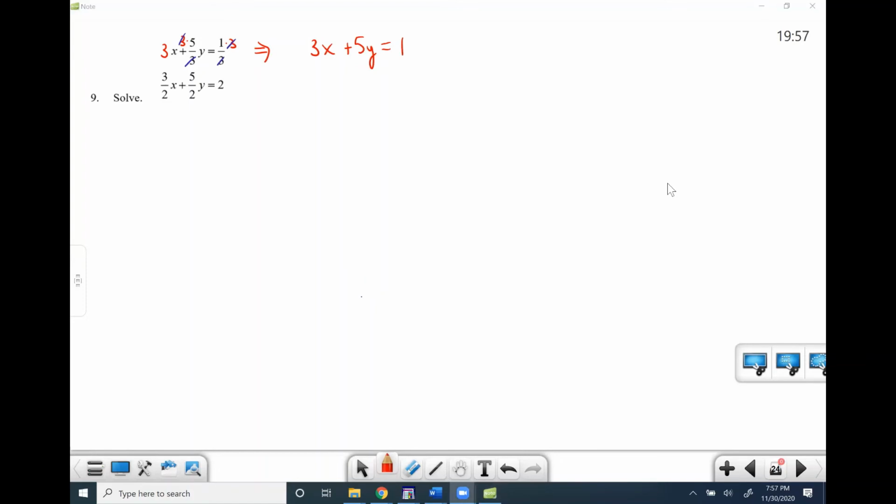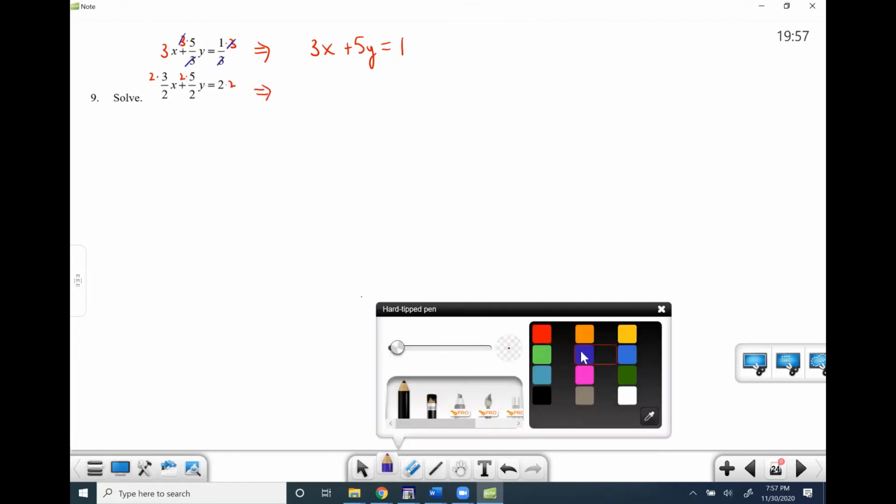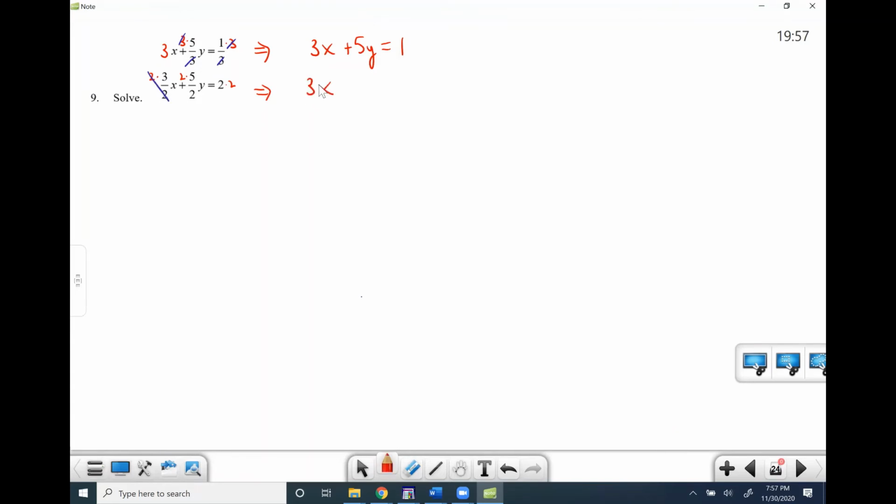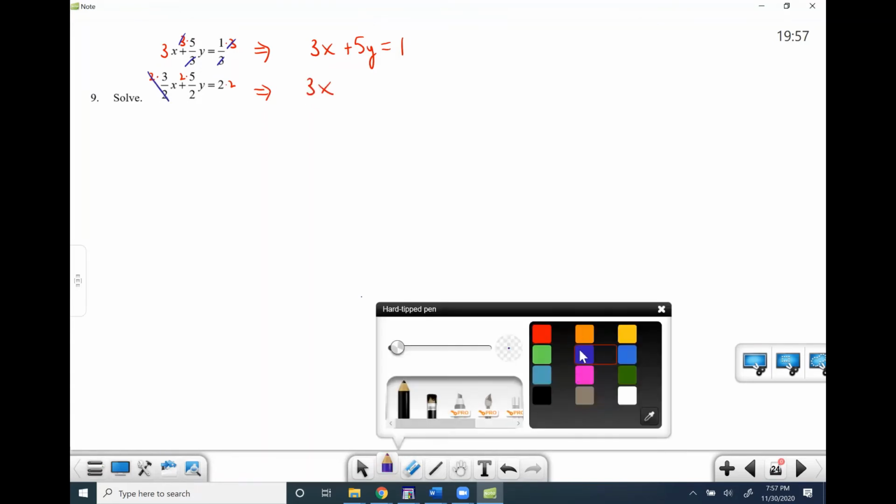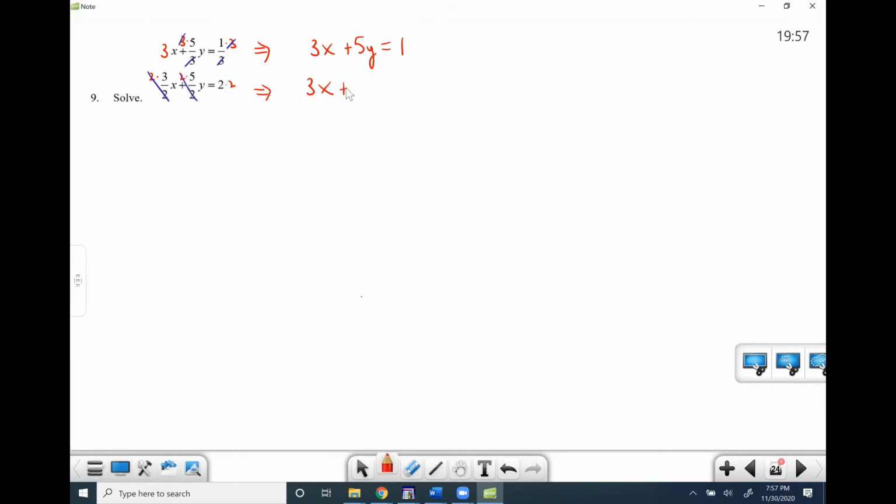Cool. All right, what about on the second one? What would we multiply by? 2's? Nice, you guys. 2, 2, and 2. So 2's cancel here for a 3x. 2's cancel here for a 5y. Equals 4.